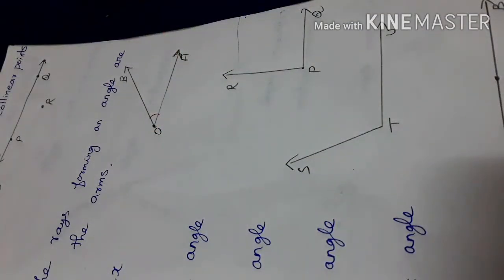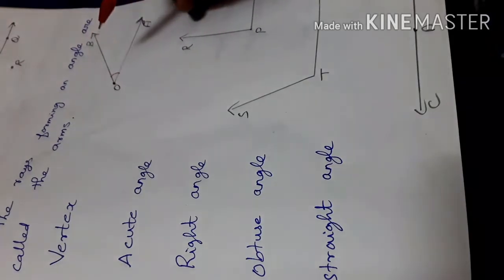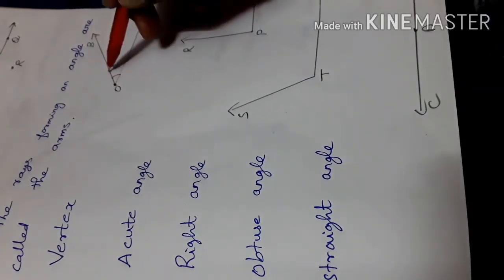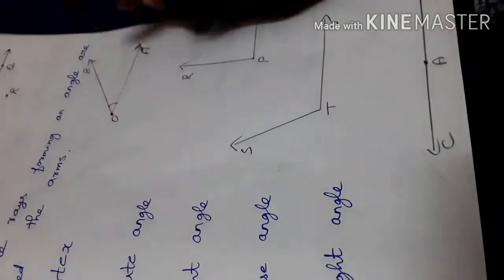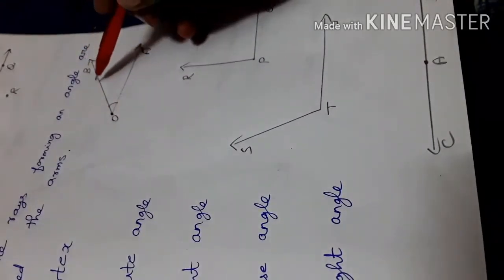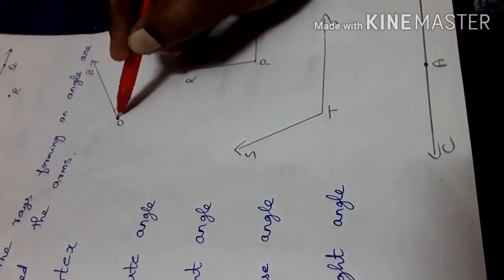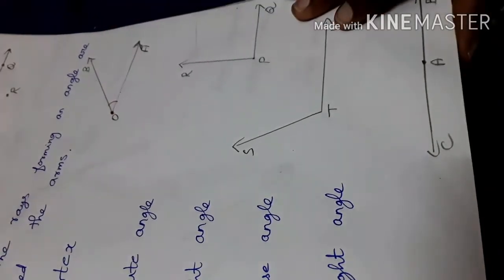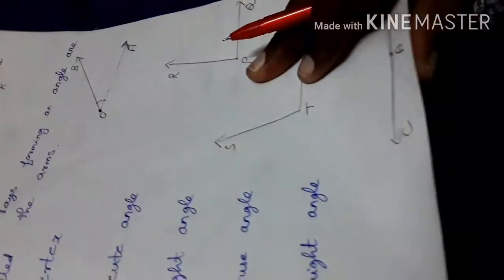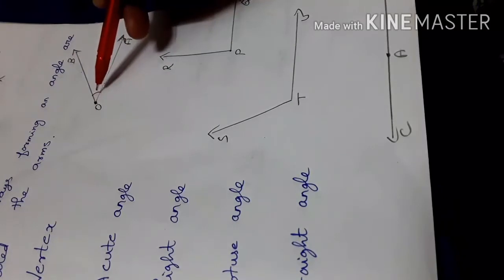Next we are going to see the vertex. What is a vertex? A vertex is a common point. The two arms are joined at one common point. OA is one arm, OB is another arm. The two arms joining in one common point. This point is called the vertex of the angle. Arms and vertex together make an angle.